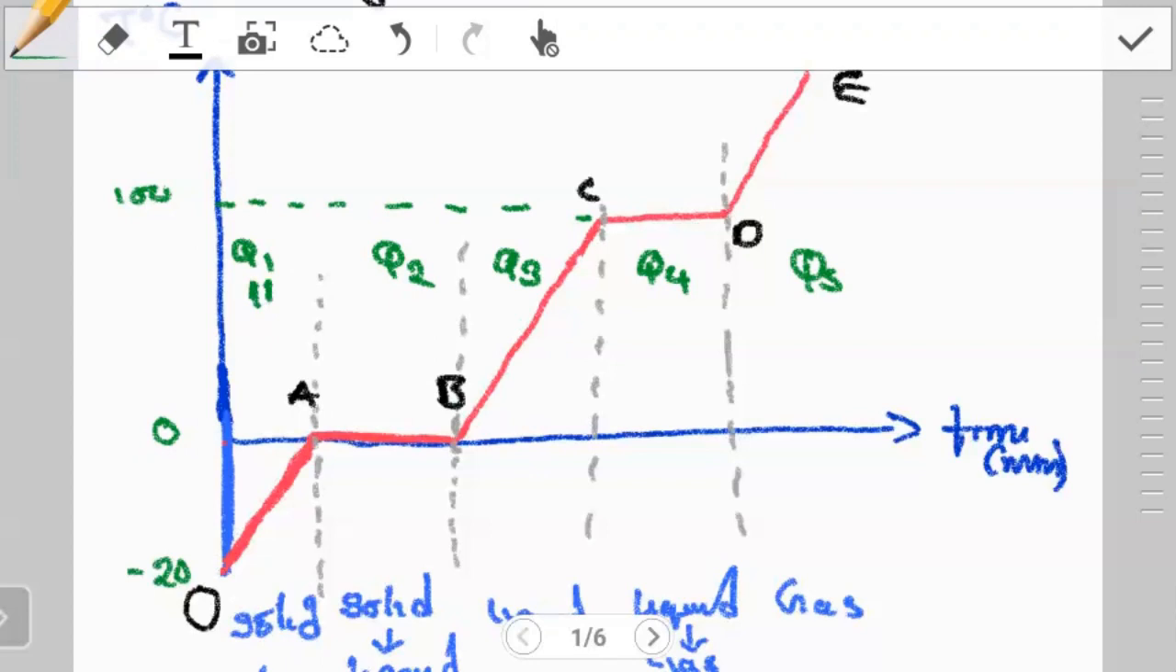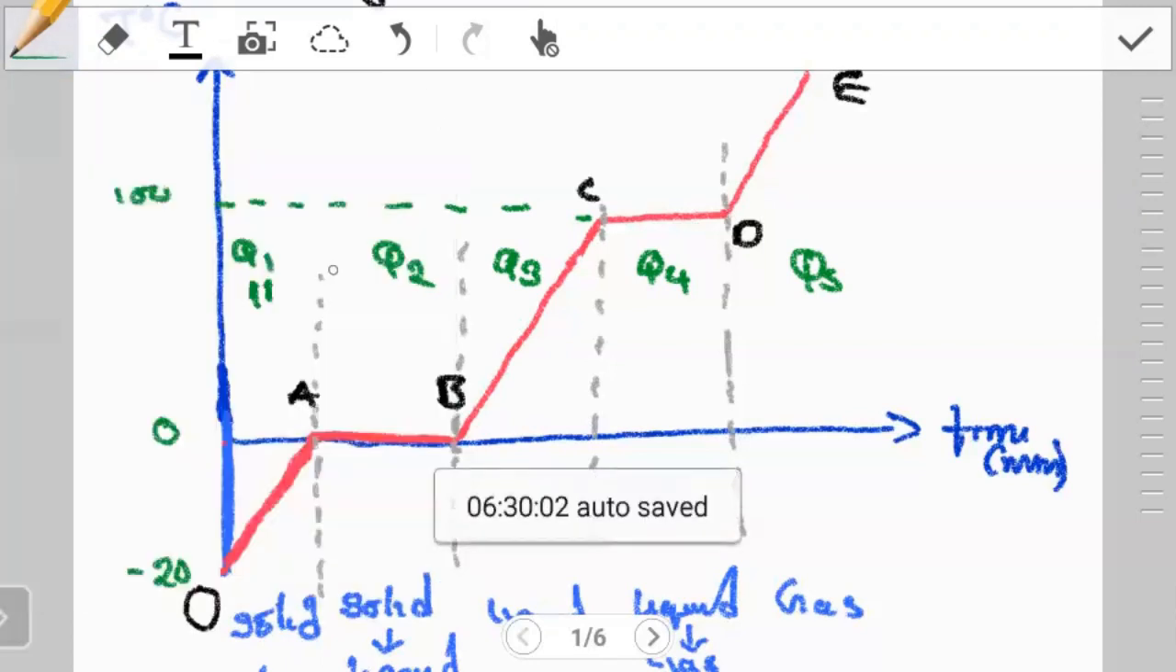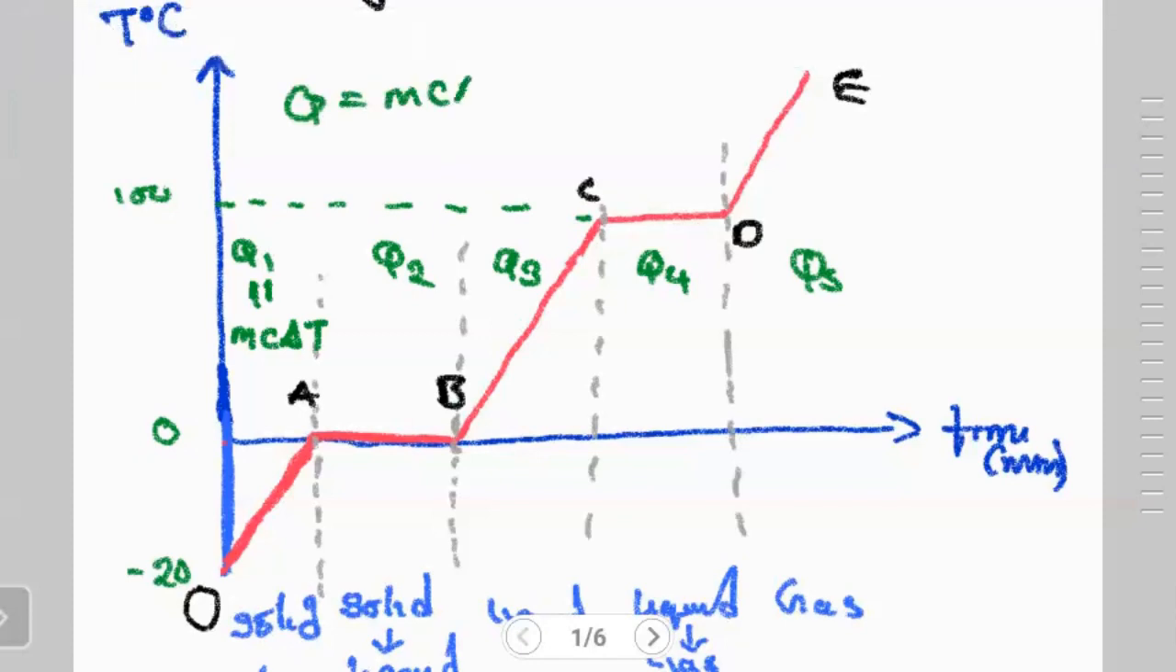Now, quickly, if we are moving from the point O to the point A, we notice that there's a change in temperature. Once you notice that, the formula you should remember is that we are going to use MC change in T. So that's the formula that will give us what our Q is. Q there is equal to MC change in T.